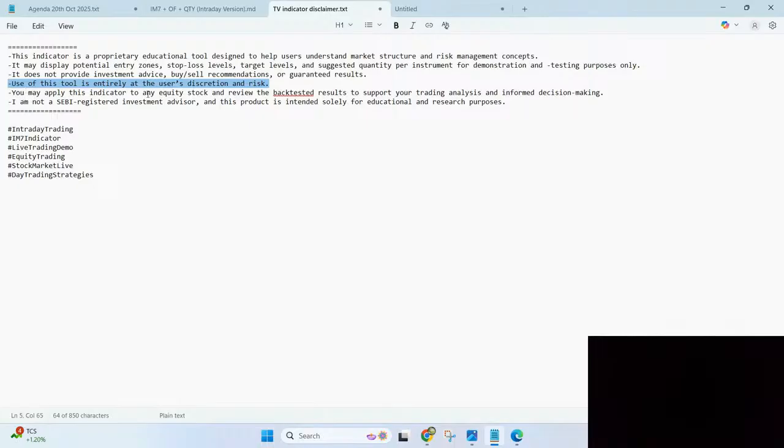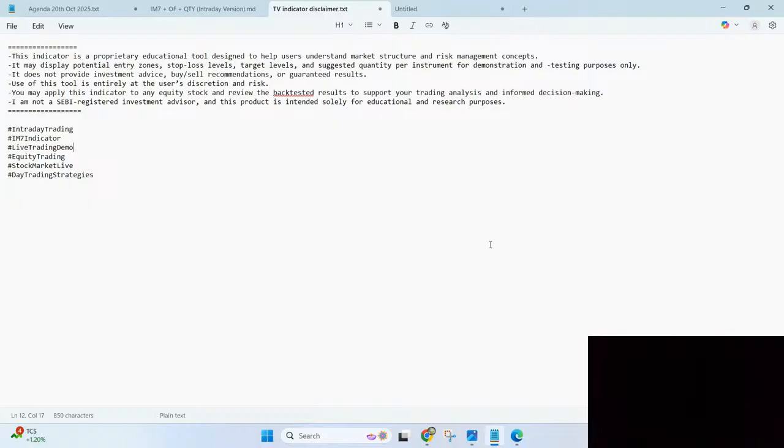You may apply this indicator to any equity stock. Review the backtested results to support your trading analysis and informed decision making. Not a SEBI registered investment advisor, and this product is intended solely for educational and research purpose. Okay, so this is pretty clear.